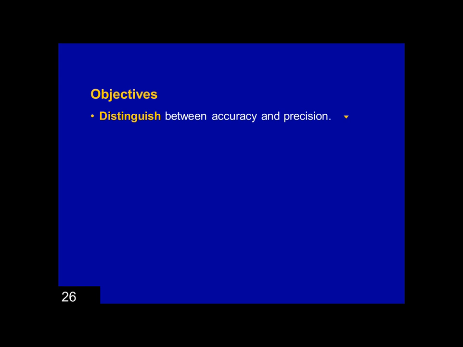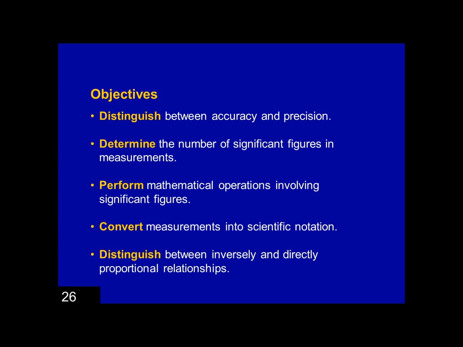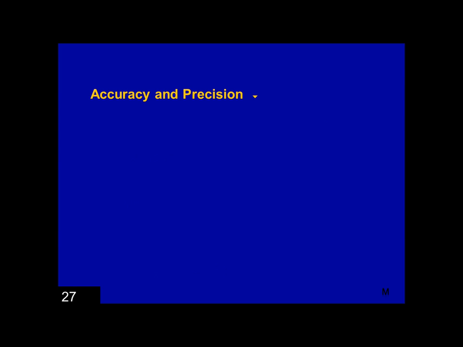The objectives of this lesson are first to distinguish between accuracy and precision, to determine the number of significant figures in a measurement, to perform mathematical operations involving significant figures, converting measurements into scientific notation. Actually, this one here is going to be a separate packet that you'll get in my lecture class. And then distinguishing between inversely and directly proportional relationships. These are the things that you should be able to do, the skills that you should be able to master in this session.